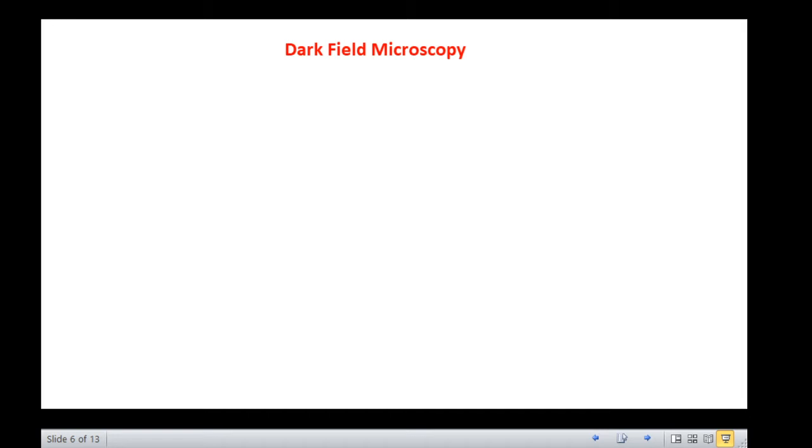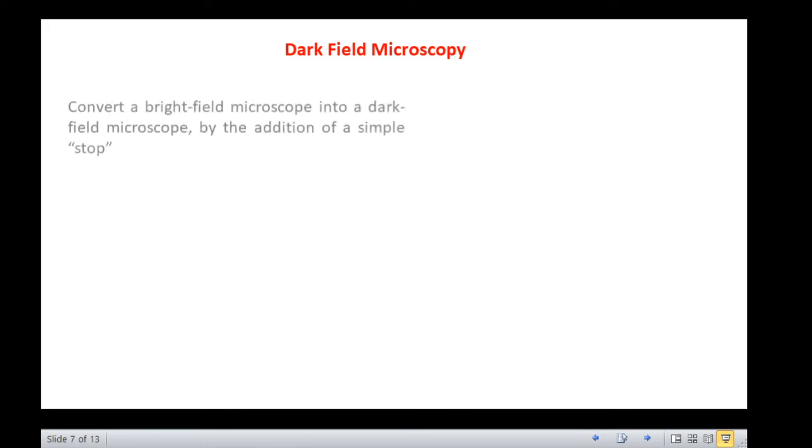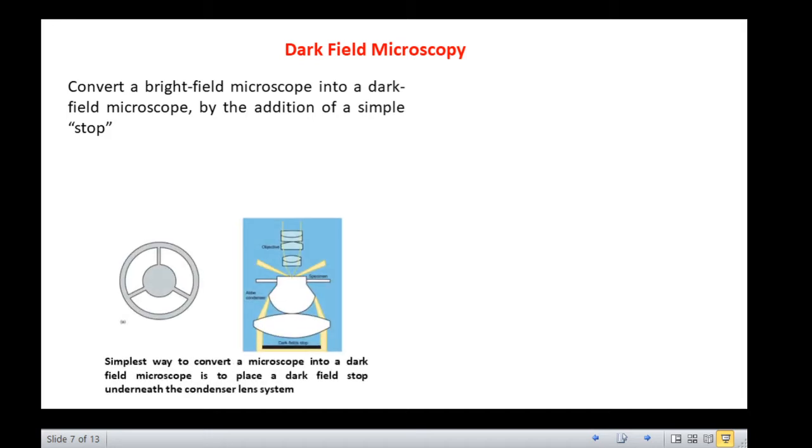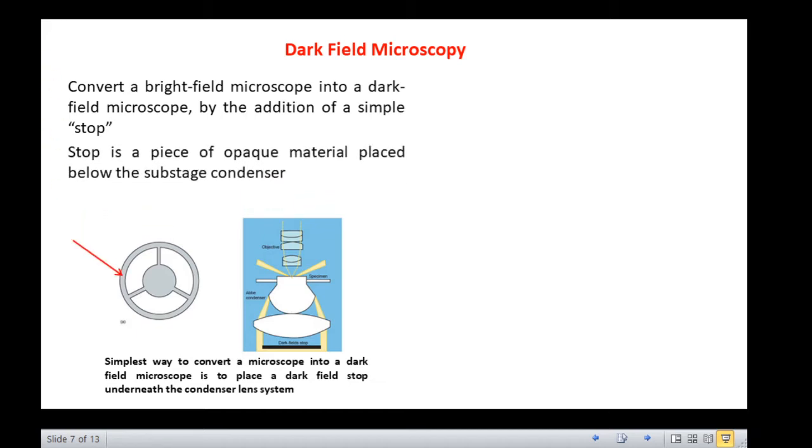It is also possible to convert a bright field microscope into a dark field microscope by the addition of a simple stop. The stop is a piece of opaque material placed below the substage condenser. It blocks out the center of the beam of light coming from the base of the microscope and forms the hollow cone of light needed for dark field illumination.